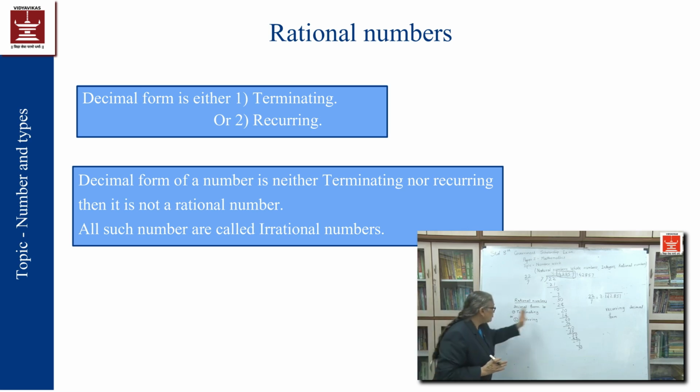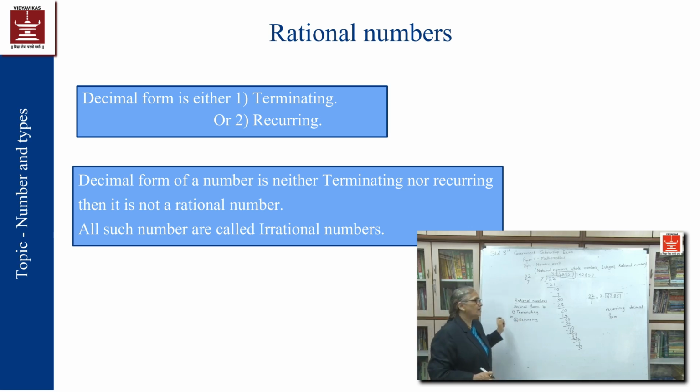Remember, their decimal forms are either this or of this type, right? Don't forget to use this word, decimal form. Otherwise the whole sentence becomes meaningless. Rational numbers are not terminating. Rational numbers are not recurring. The decimal forms of rational numbers are either terminating or recurring. So, obviously now, here we have either terminating or recurring.